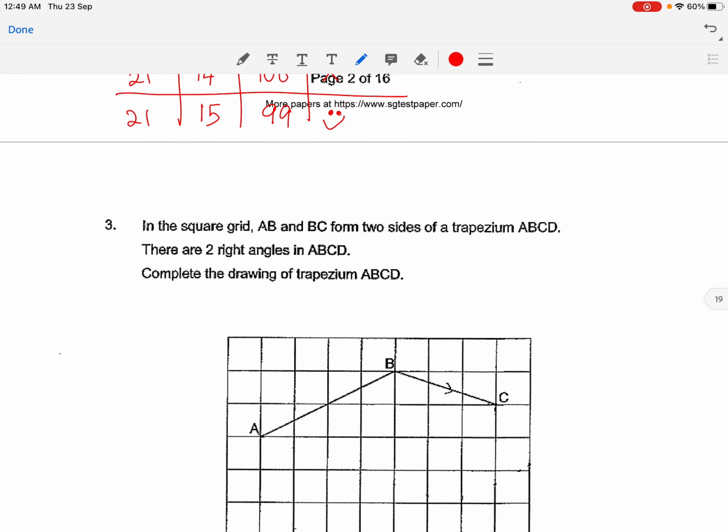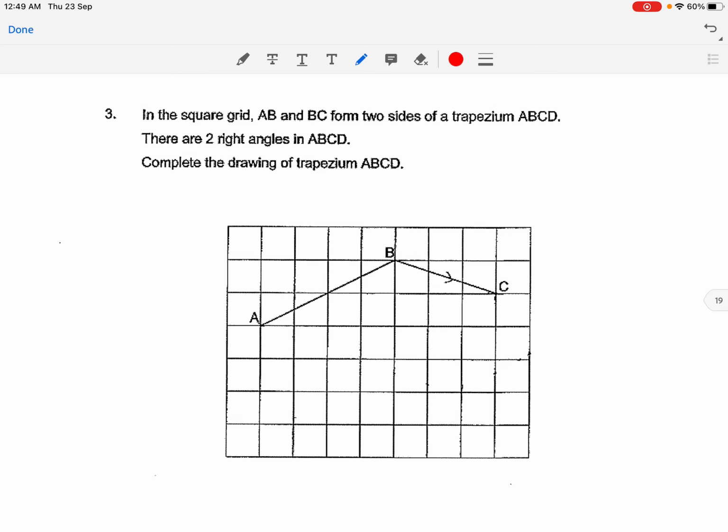Alright, question 3. In the square grid, I have AB and BC from two sides of the trapezium. There are two right angles. So I have AB and BC, it forms two sides, right? So that means they've already shown you that there's a parallel line this side. I'm not sure whether it is part of the question or conveniently somebody drew it and helped you with this question. But you must know that the right angles definitely don't come from what is shown over here.